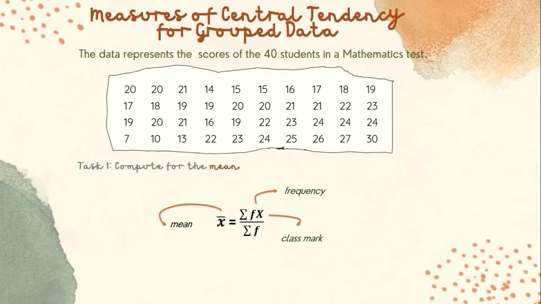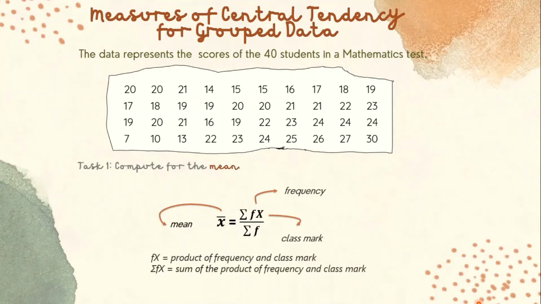When we say class mark, as we have discussed in lesson 3 about the frequency distribution, class mark is the middle value that may serve as the representative of the class interval. From this formula of the mean, you can also see Fx, which is the product of frequency and class mark. We also have sigma notation Fx, which is the sum of the product of frequency and class mark, and sigma notation F, or the total frequency.